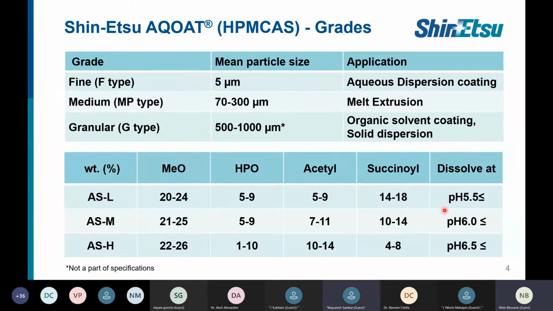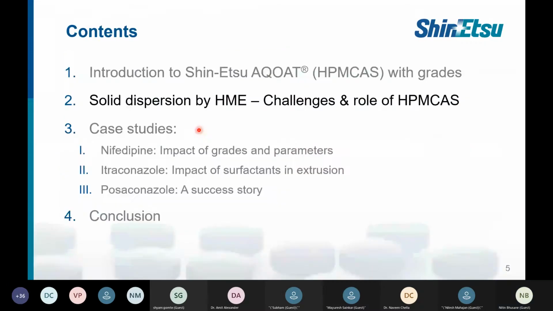So suppose I say I'm using ASLG. In that case, I'm using HPMC acetate succinate which can dissolve above pH 5.5 and which has a particle size around 500 to 1000 micron. So this is how the nomenclature is defined. Next, please. This is all about the grades available. Now let's move to solid dispersion by HME, the challenges and the role of HPMCAS.